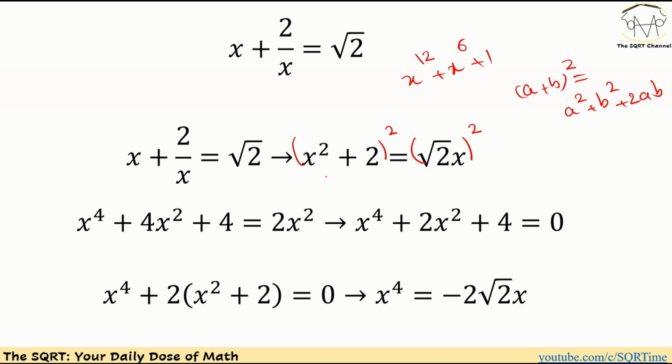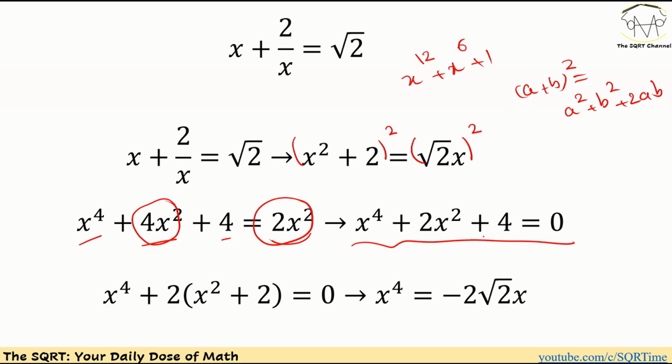If I do this, for the first one, I'm going to have x to the power of 4 plus 4 plus 4 times x squared. And for the other one, I will have 2 x squared. Now, I have 4 x squared and 2 x squared. I'm going to simplify it. And then the final thing that I have is x to the power of 4 plus 2 times x squared plus 4 equals 0.